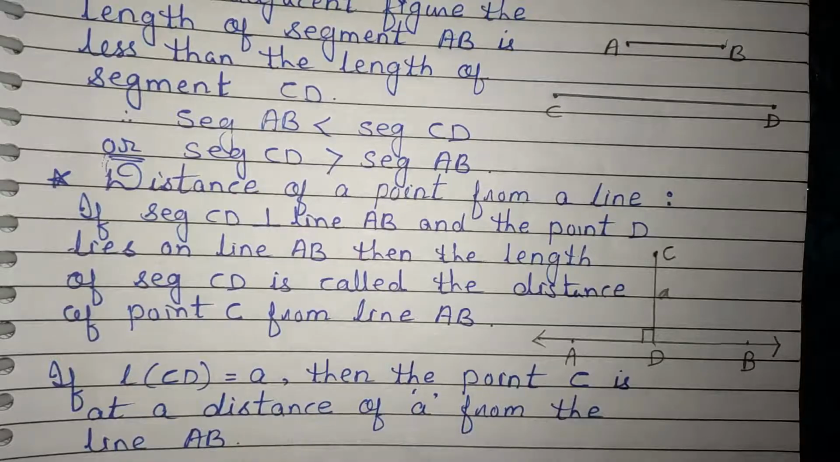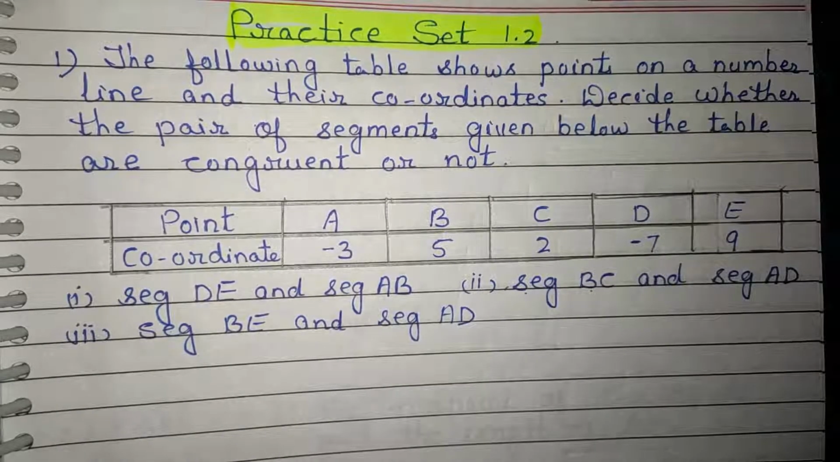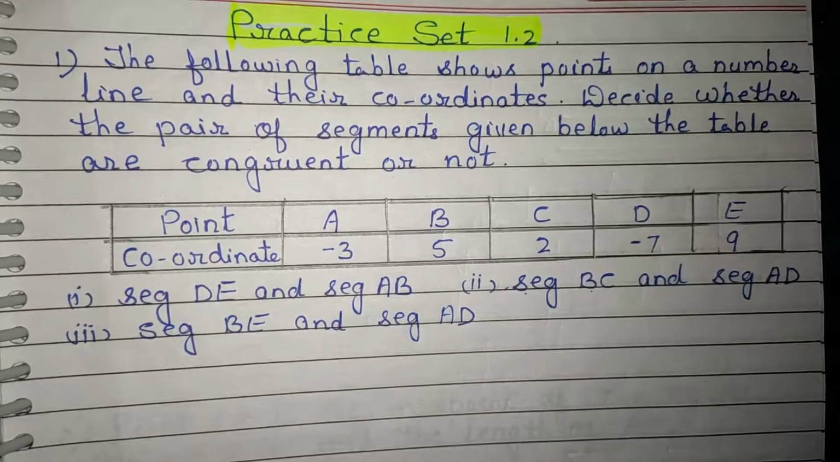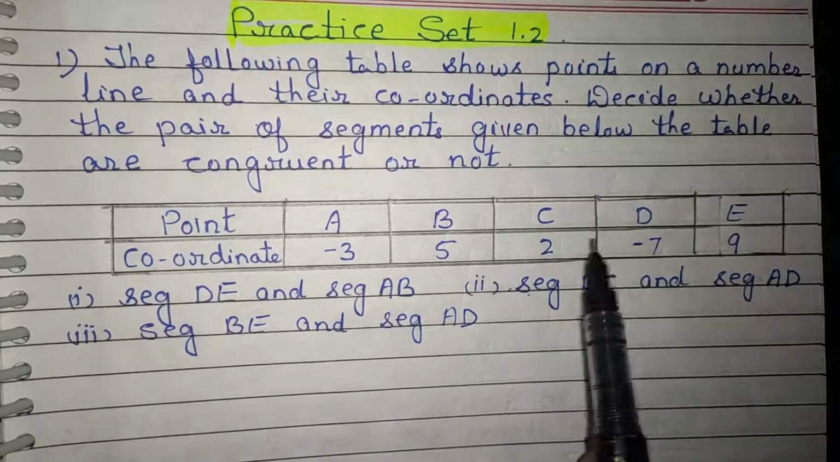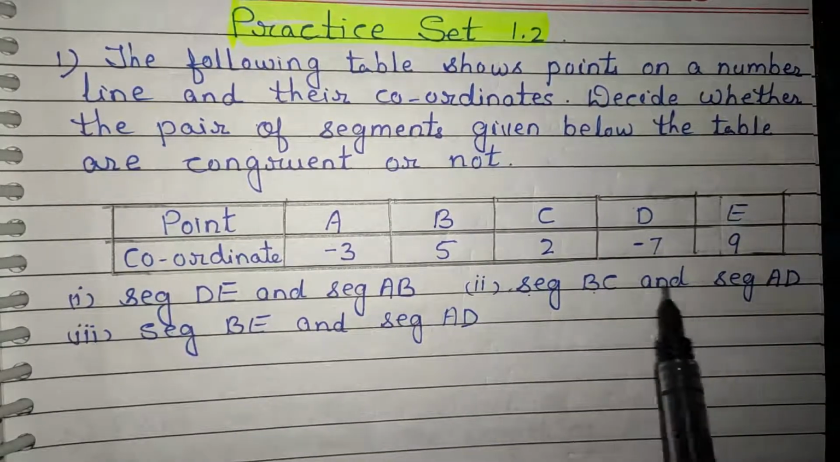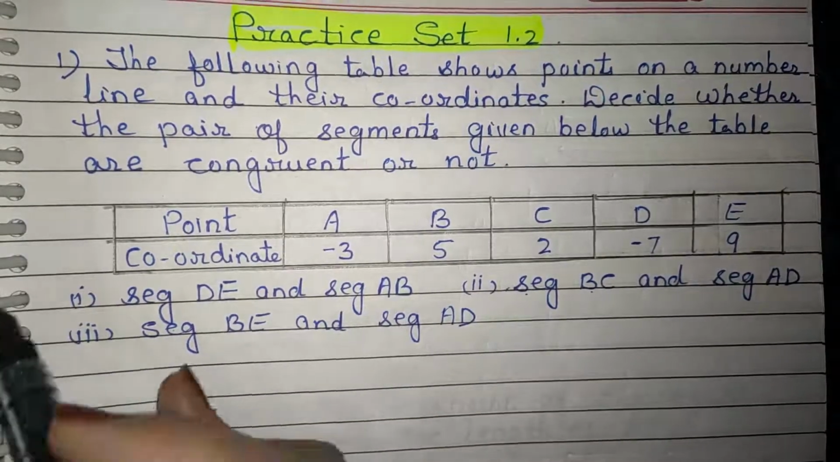Let us see how to solve practice set 1.2. First question. The following table shows points on a number line and their coordinates. Decide whether the pair of segments given below the table are congruent or not. Points are given here A, B, C, D, E, and their coordinates are also given inside the table. Now first, segment DE and segment AB.